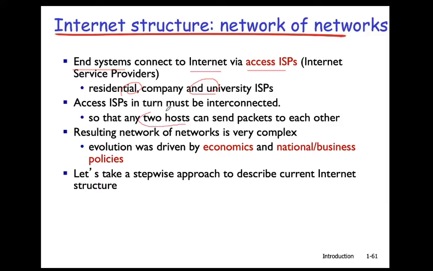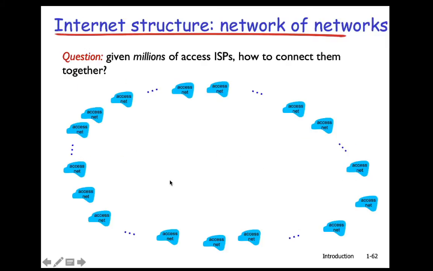Well, either way, any two hosts in these ISPs wanting to send packets to each other, their access ISPs will need to be interconnected. As a result, we see a network of access networks. Over time, they grow pretty large and complex. And much of this growth is driven by the economics, and some of it driven by governmental or business policies. In the next few slides, what you'll be seeing is essentially the evolution of the internet. What I'm drawing here is a bunch of these access ISPs, or I call access nets here on this figure. Let me just omit drawing the end systems because there are just going to be too much of them and the picture gets too messy.